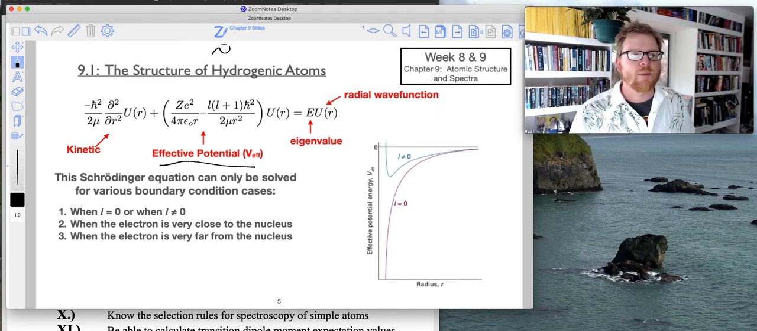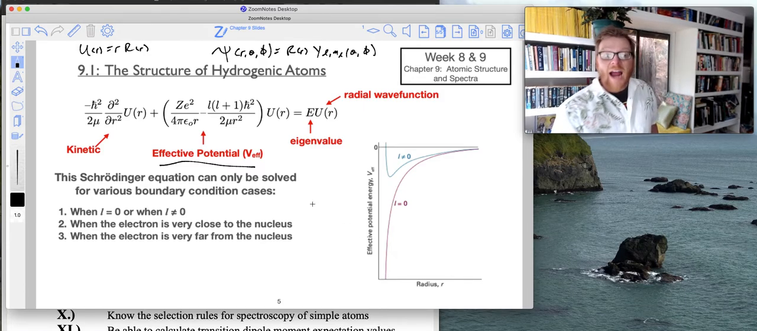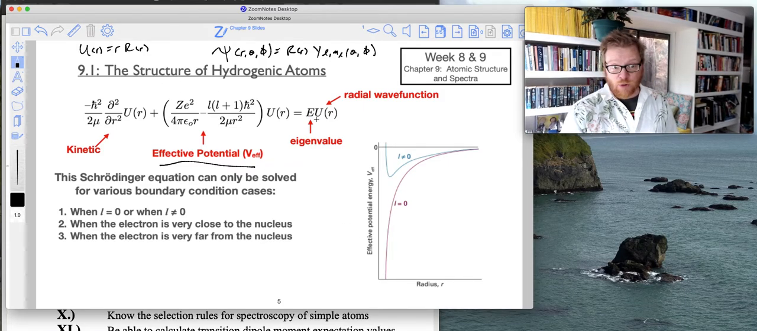Even so, I'll still remind you that my psi of r theta phi equals the radial component times the Y L M L theta phi component. And I know that my u of r just equals r times R of r. So I have a Schrödinger equation, right? This is my Schrödinger equation. There's my eigenvalue and my radial wave function that I need to solve for.